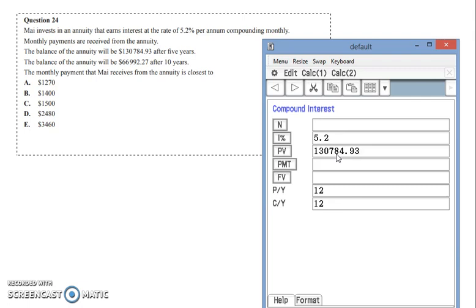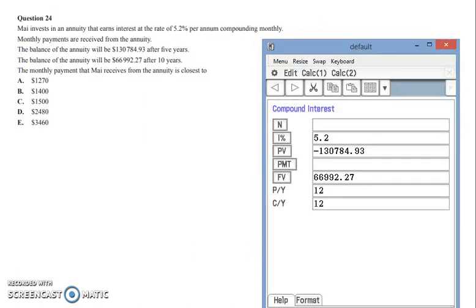So money goes into the bank, which is a negative value. Even though it's a starting value, that money is in the bank. It is not in our pocket. So we have to make sure that this value here is a negative. Our final value we can use as $66,992.27. This one is a positive value because if we were to end the loan there, the bank would give us all that money back into our pocket. So it's a positive value.